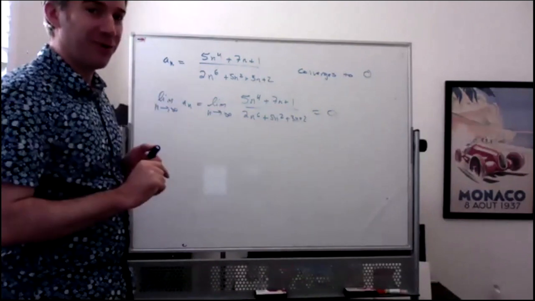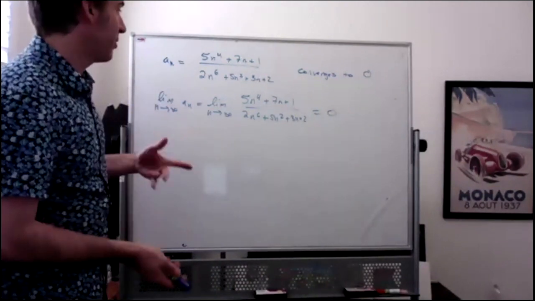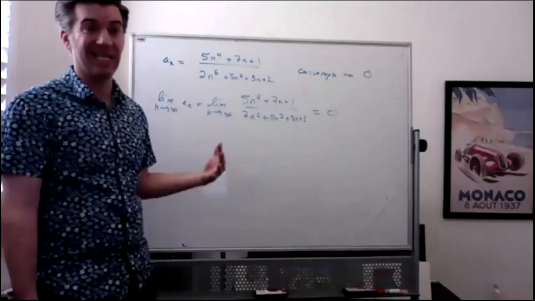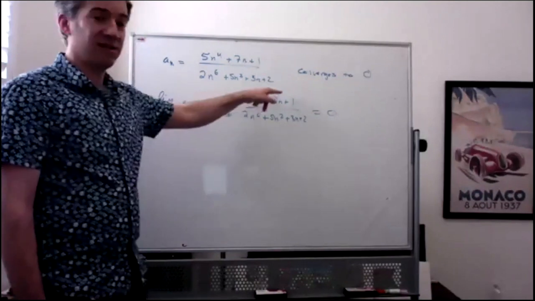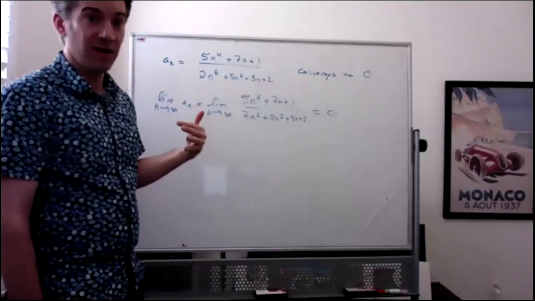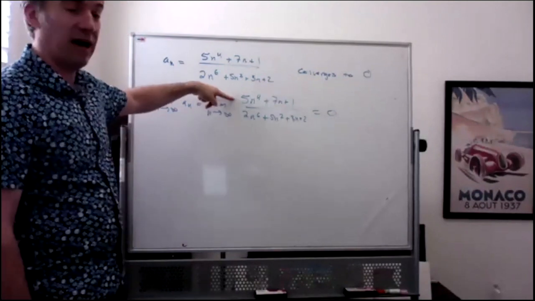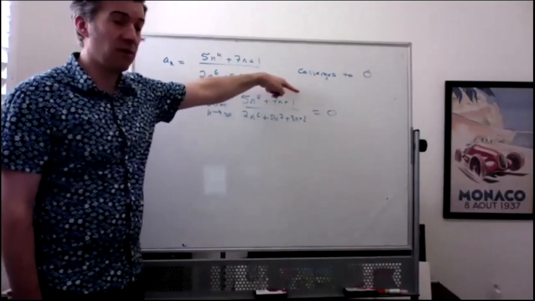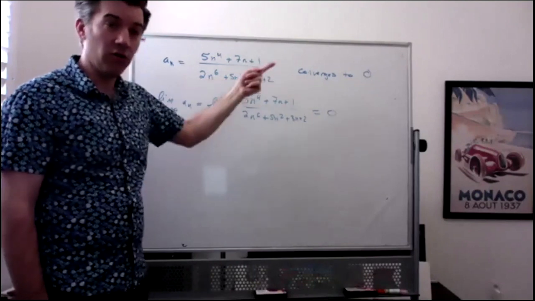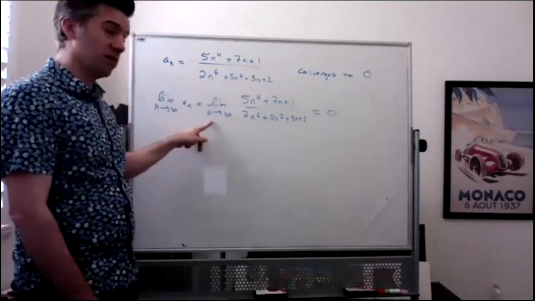You should still show the work. I'm not going to show the work for this one, but the work here would be to divide everything by n to the 6th. Then after you take the limit, all the things on top are going to go to 0. So I'm going to divide by n to the 6th. This will be 5 over n squared. This will be 7 over n to the 5th. This will be 1 over n to the 6th. And all of those will go to 0 as n goes to infinity.